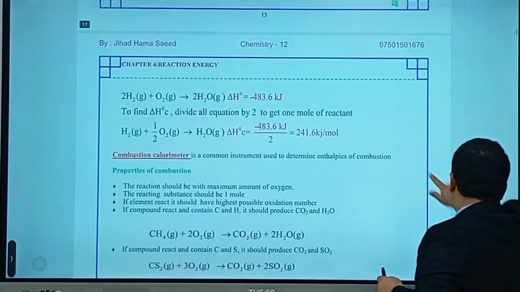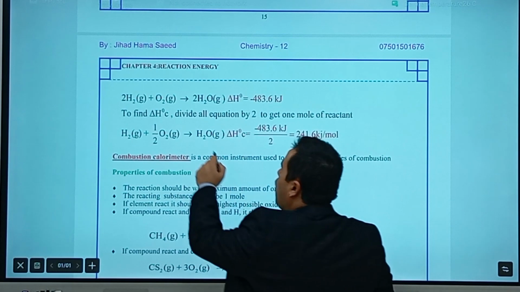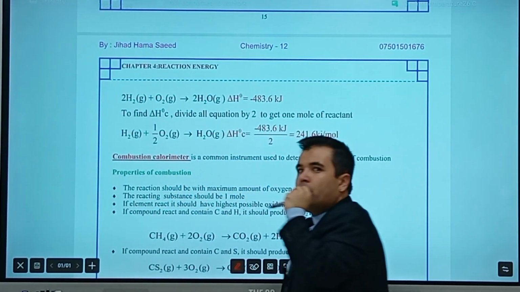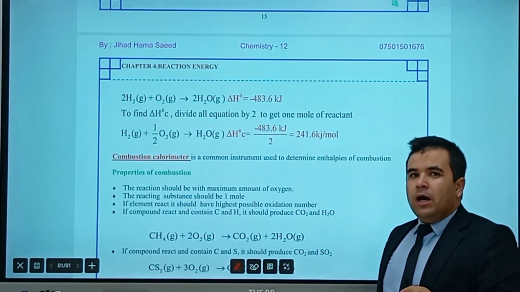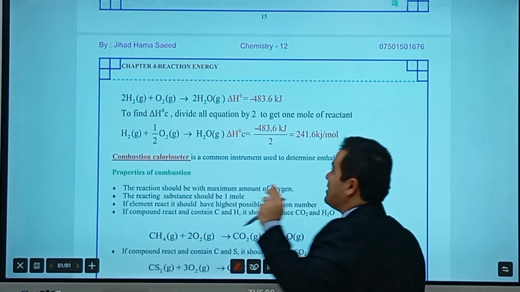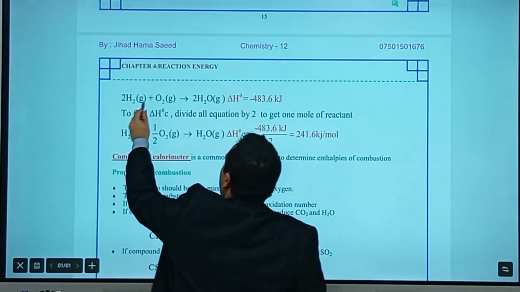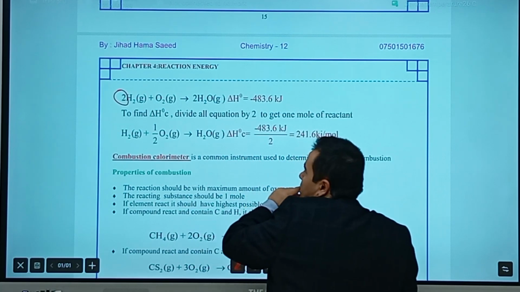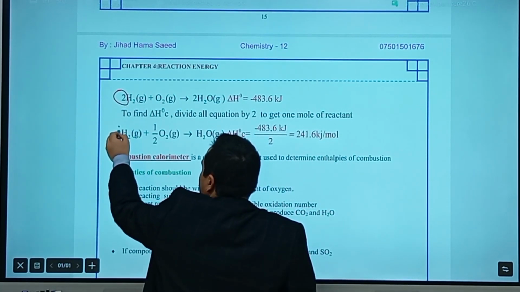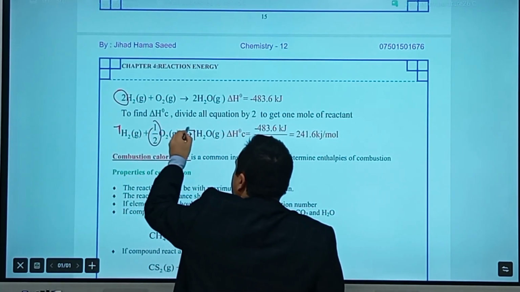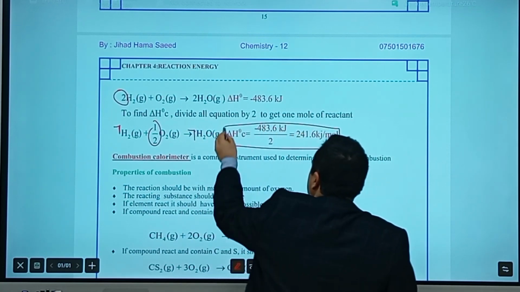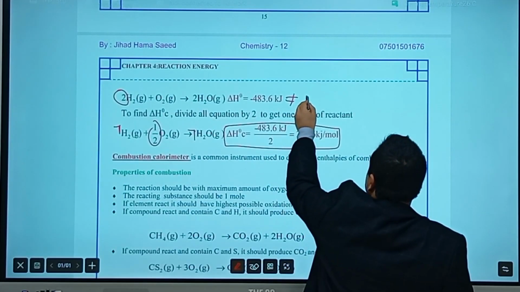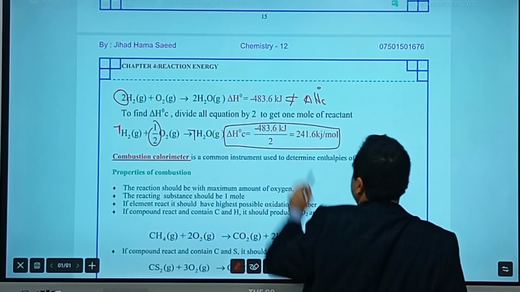The other example, guys, 2 moles of hydrogen react with oxygen to form H2O. In this case, the enthalpy of reaction is not equal to the enthalpy of combustion. Why? Because 2 moles combusted. In order to change this, you have to change the coefficient of the combusted element or combusted substance to 1. So divide by 2, it will be 1 half, and 1 H2O. Here the enthalpy of combustion is equal to the enthalpy of reaction, but the above enthalpy of reaction is not equal to the enthalpy of combustion.